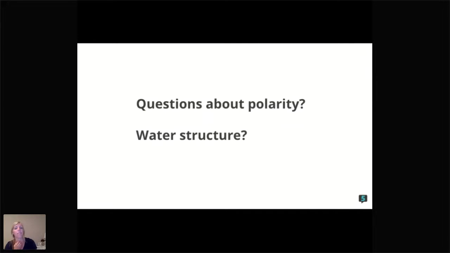Are there any questions you have about polarity or water structure before I move on to the characteristics of water, like cohesion, adhesion? That's where we're headed next. Anything about polarity or hydrogen bonds that you have a question about? So we're feeling good about polarity of water and the structure of water, which is good.